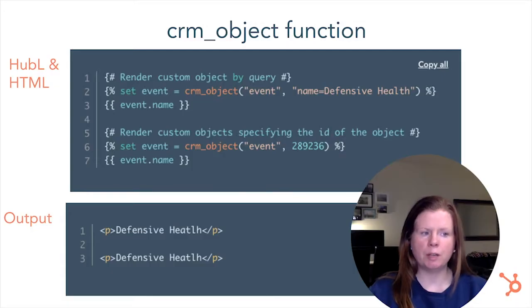So first up is the crm_object function. If you want to display a single CRM object's properties on a page, then this will help you do that using either a query or a CRM object ID. In this example here, we're getting event data, in particular the event name. So in the function, you can see that we're asking for the event data, and then we're adding the ID, and then using the chaining method again to get event.name to get the actual name of the event. And we can see the name being outputted here in the output section.